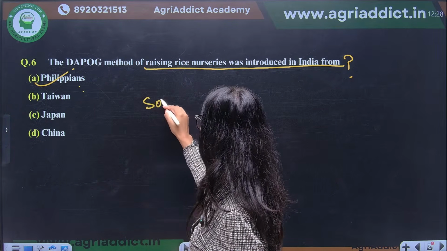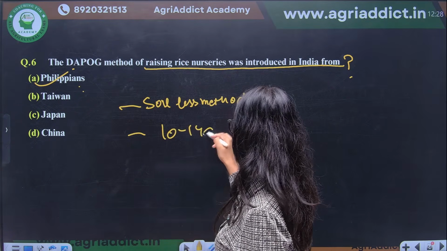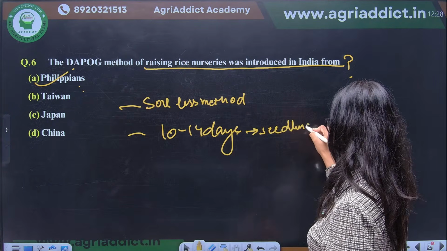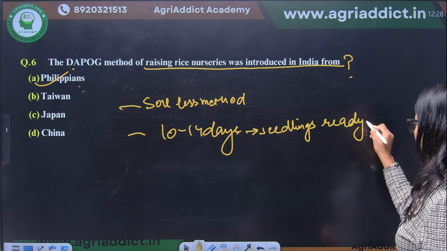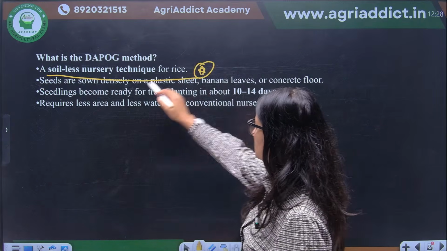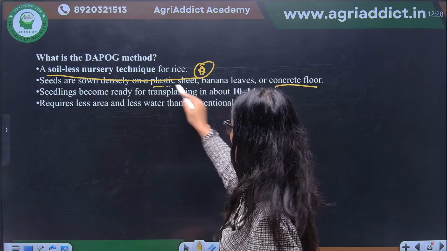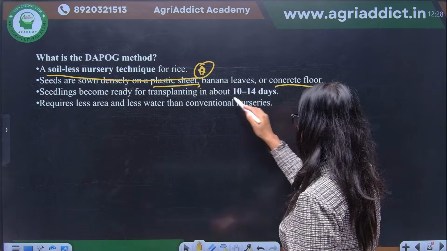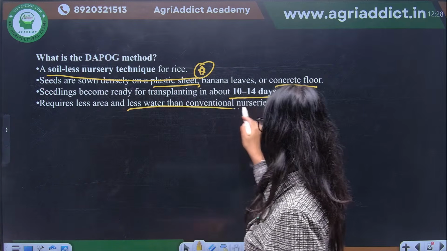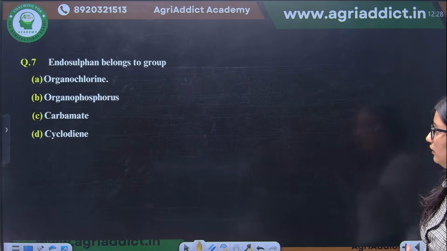Okay, so it is a soilless method है हमारा और 10 to 14 days में हमारी ट्रांसप्लांटिंग के लिए सीडलिंग्स जो हैं वो रेडी होती हैं. Clear? I have written here also, this is soil-less nursery technique for rice and seed sown on concrete floor, banana leaves, or plastic sheets. Seedling becomes ready for transplanting in about 10 to 14 days. And it requires less area, less water than conventional nurseries. Yes. Philippines is the correct answer. Very good.